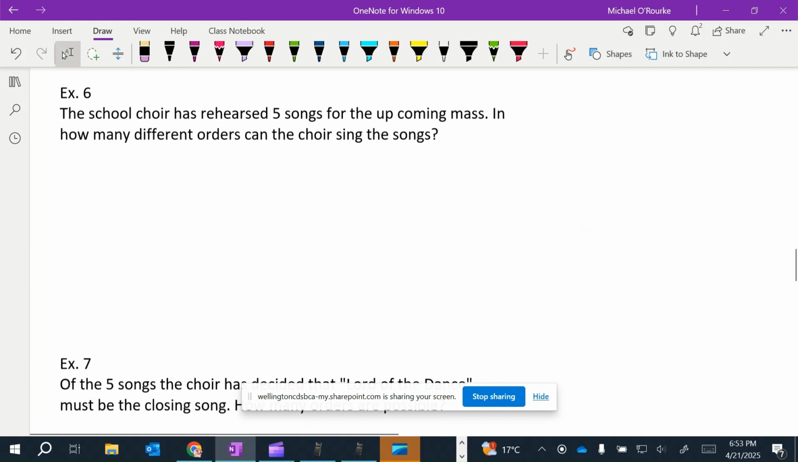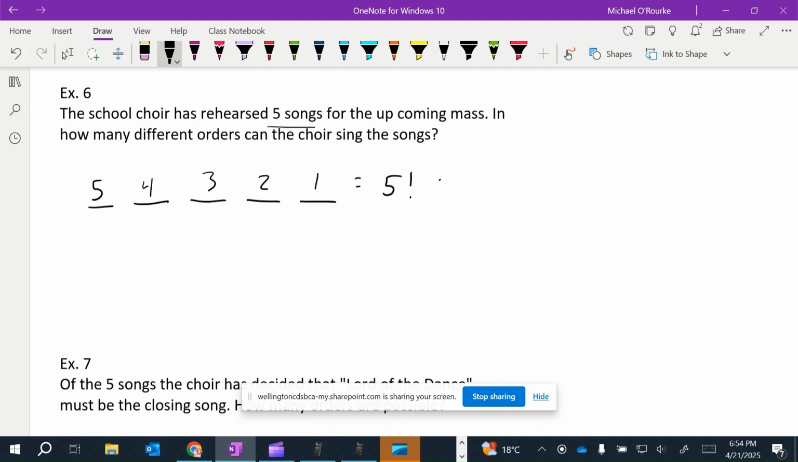All right. So, a school choir has rehearsed 5 songs for the upcoming Mass. In how many different orders can the choir sing these songs? So we have 5 songs to be sung: 1, 2, 3, 4, and 5. How many different orders could we sing these? I'll let you answer it real quick. And we'll go back this way. We have 5 options for the first one. There's going to be 4 songs left, then 3 songs left, then 2 songs left, then 1 song. So it goes 5 factorial, which equals 120.